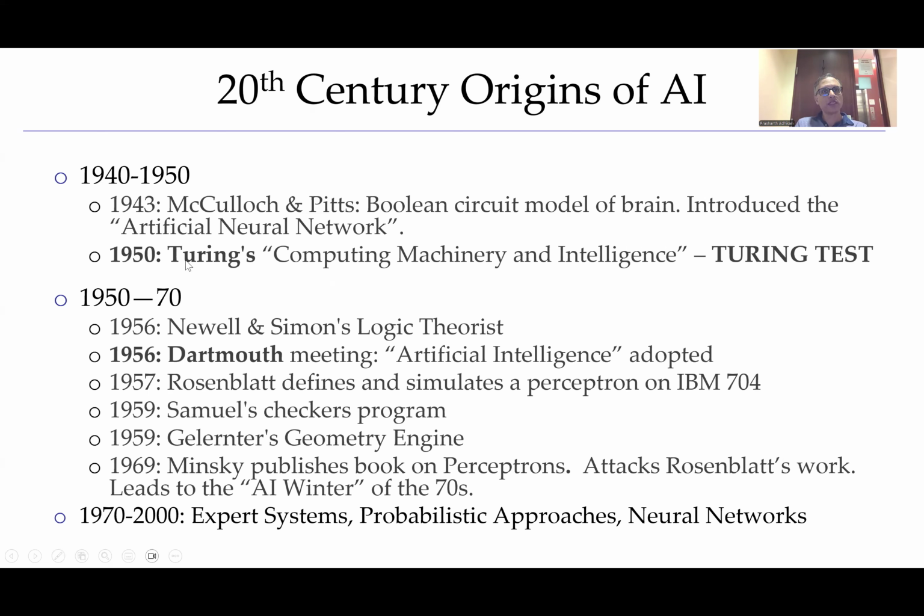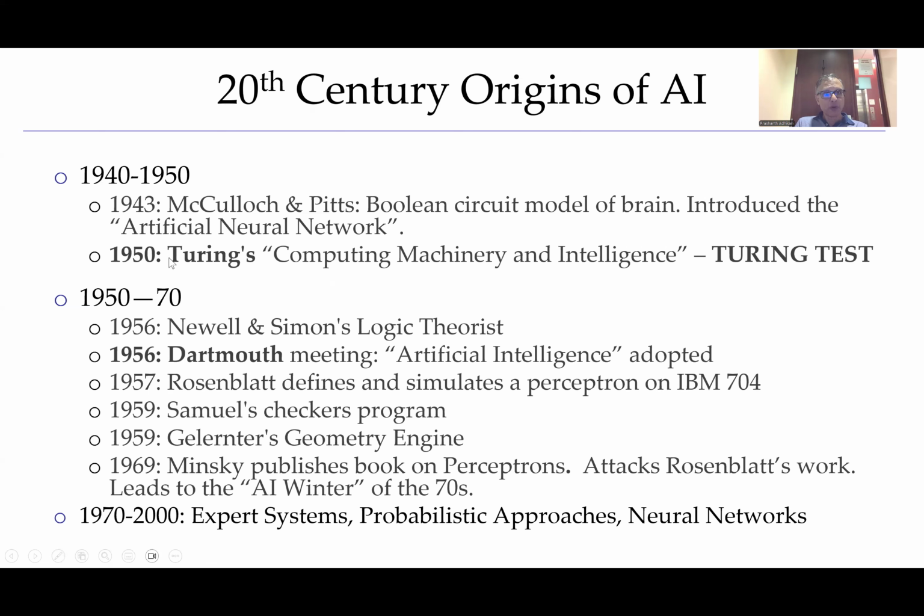In the 1940s and 50s, between 1940 and 1950, there were two key developments. In 1943, McCulloch and Pitts published the Boolean circuit model of the brain. They introduced this concept of an artificial neural network. So they were basically trying to come up with a mathematical model for understanding the brain. This was very influential. The artificial neural network was definitely a very influential concept, and later on it was picked up by computer scientists, who used it to actually build the so-called perceptron.